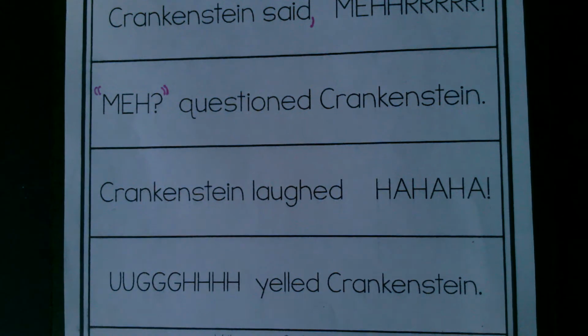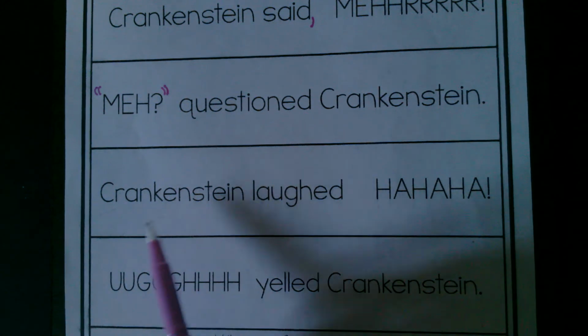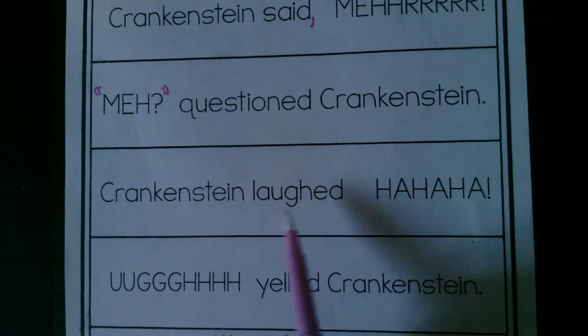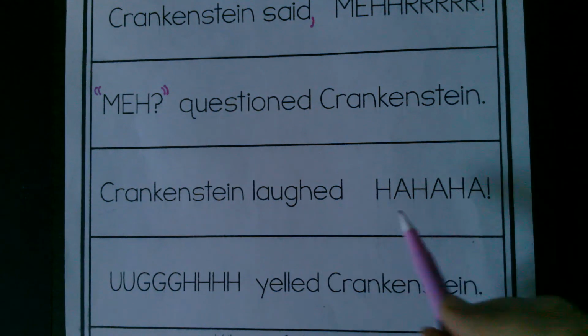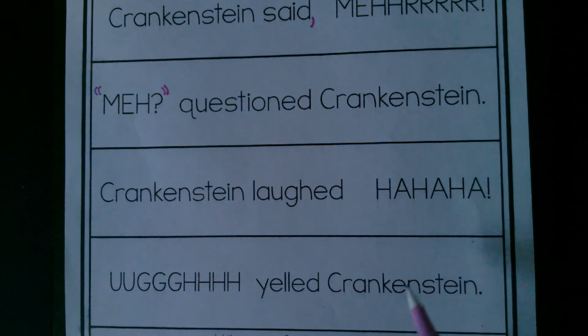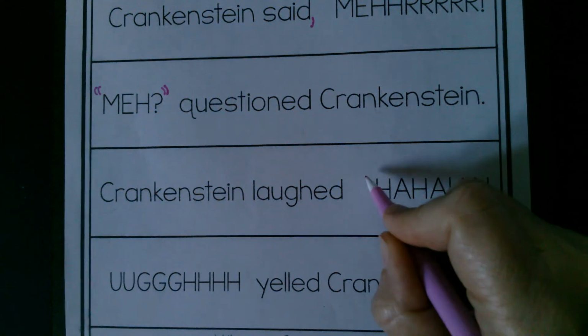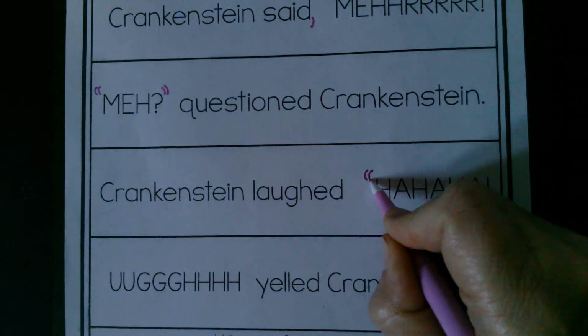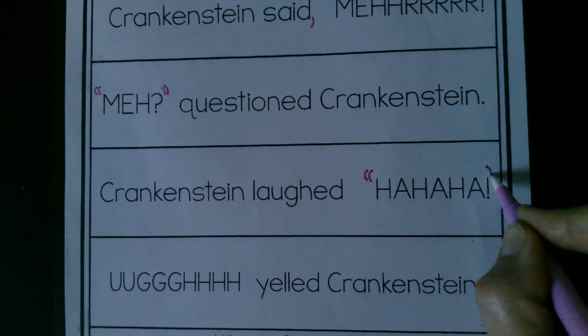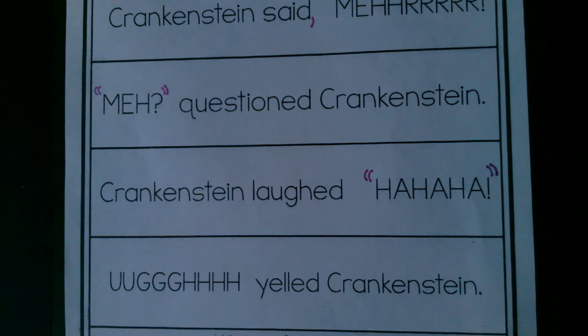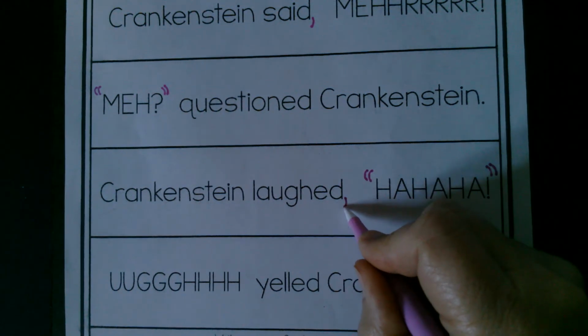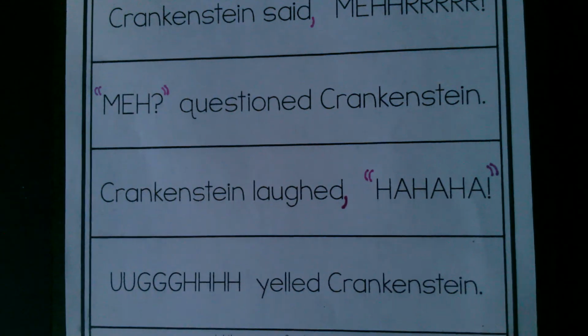All right, hopefully you finished your work and now you're ready to check your answers. This sentence says, Crankenstein laughed. Ha, ha, ha. So this is where he's starting. This is what we hear come out of his mouth, the ha, ha, ha. So we're going to put it in quotes. Quotes up here, they look like two apostrophes or C's. And then down here, we put the comma to say we're about to use quotation marks and to separate it.